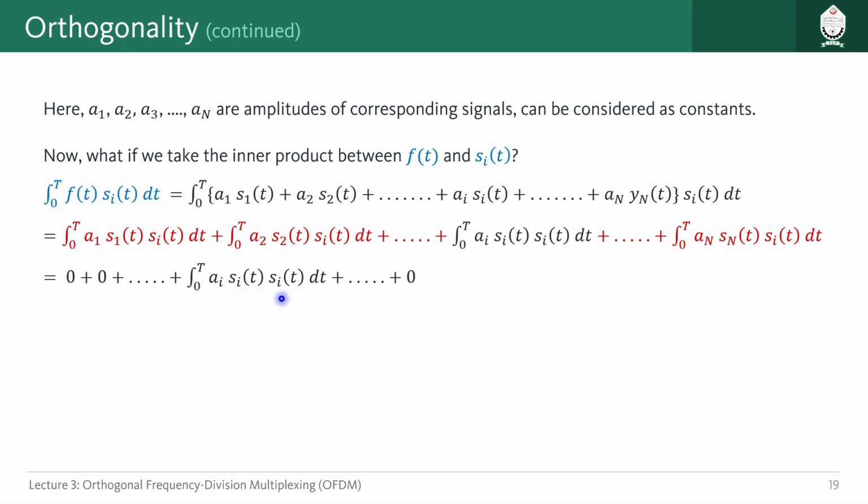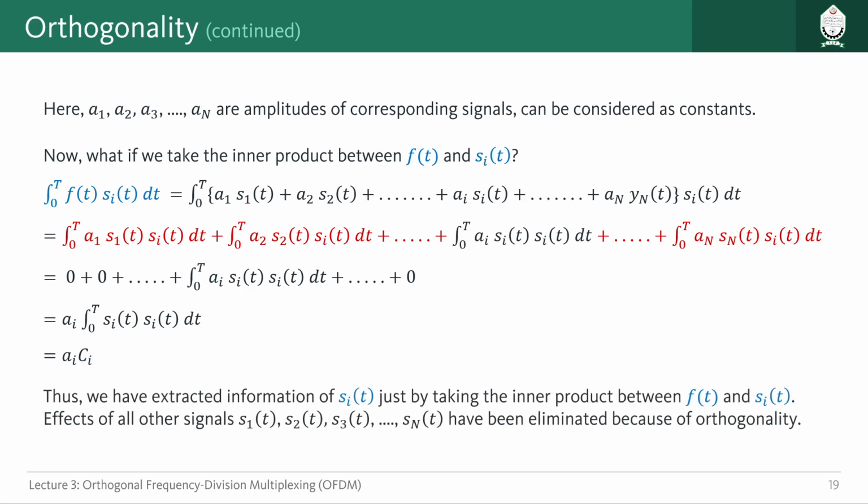will calculate right now. Here Ai is a constant, so we can just put it outside. That is done here. And if you take the inner product of Si with itself, that will come out as a constant non-zero value. That is Ci. We are just assuming. So the total value comes out as AiCi. From this example, what can we derive? We can derive that we have extracted the information of Si of t. What is the information? This amplitude Ai.